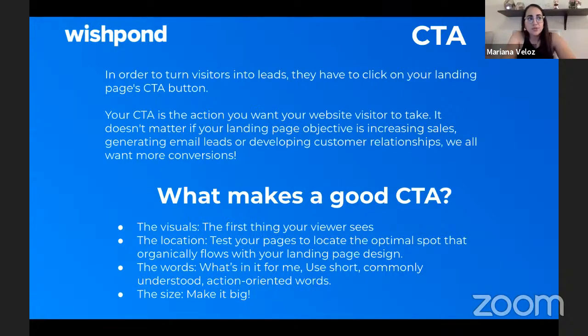And there are some tools that can give you this type of data, like for example, Hotjar. You can actually locate the hot spots and you can add the CTA button. The words, of course, and you have to question yourself, what is in it for me? And you have to use short, commonly understood, action-oriented words. I'll be showing you some samples, and of course the size, make it big.